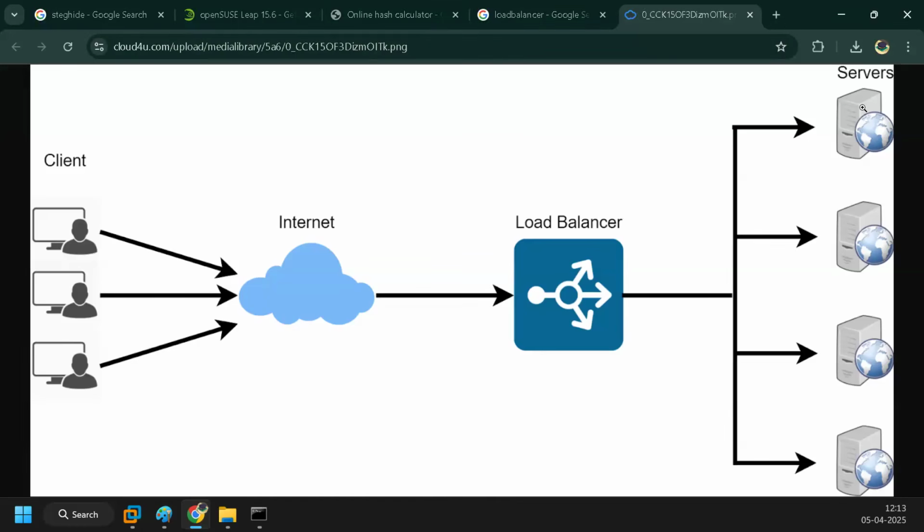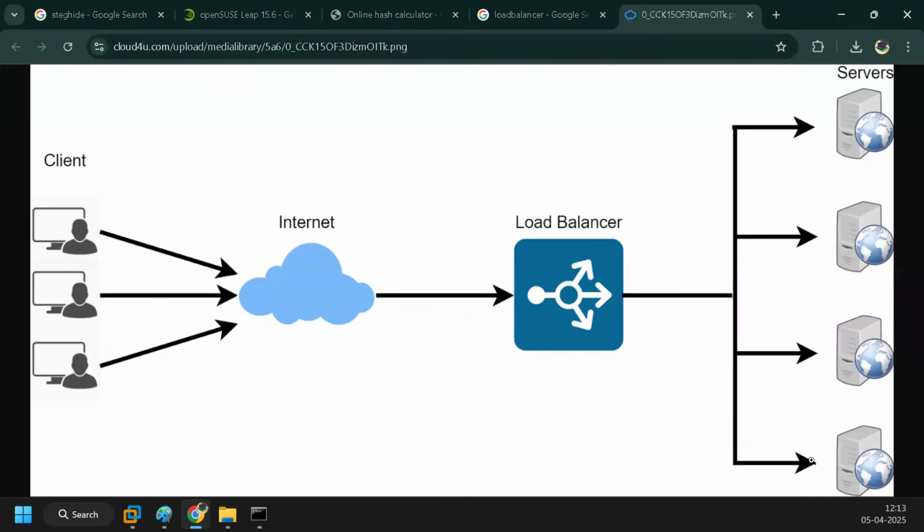To mitigate that issue, we have the load balancer, which checks the health of those servers and the resources they have. On the basis of that, it equally distributes the traffic among them. By doing this, we make sure that a single server does not get compromised due to an excessive amount of requests. That is what we use a load balancer for.